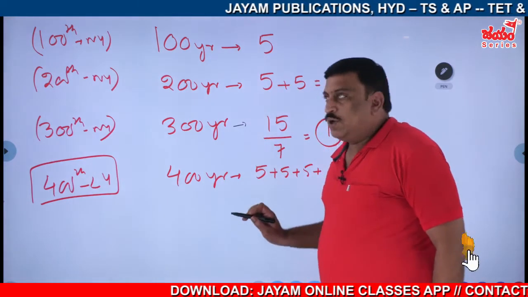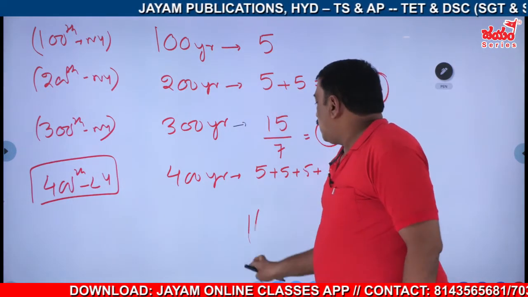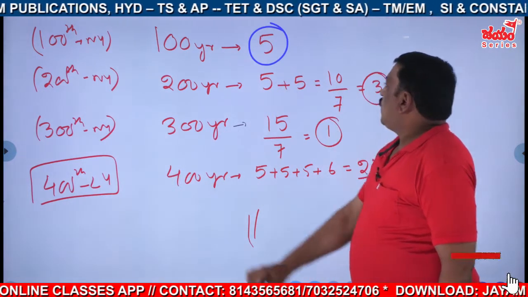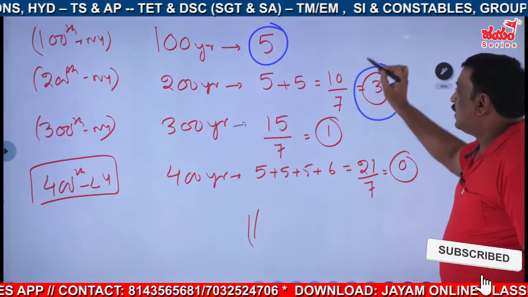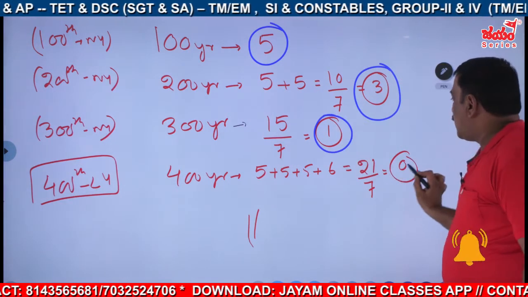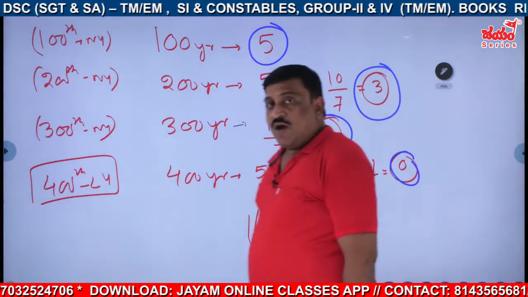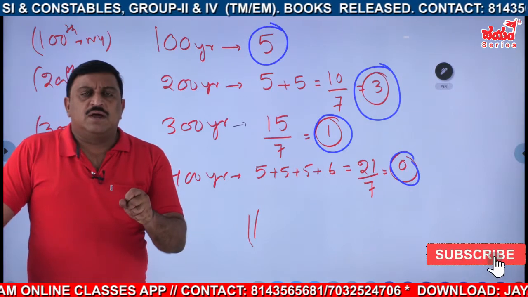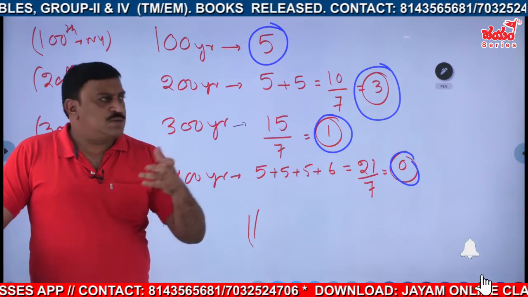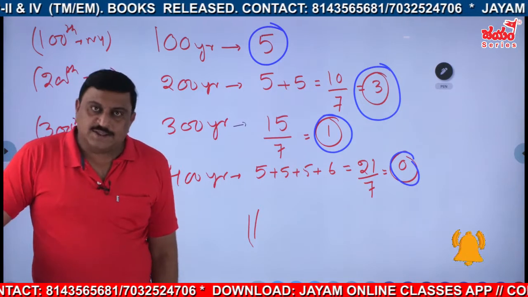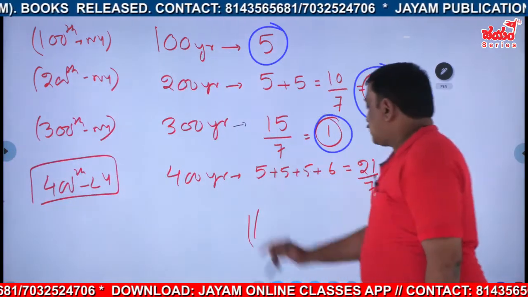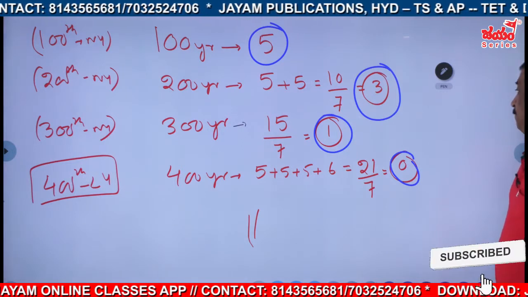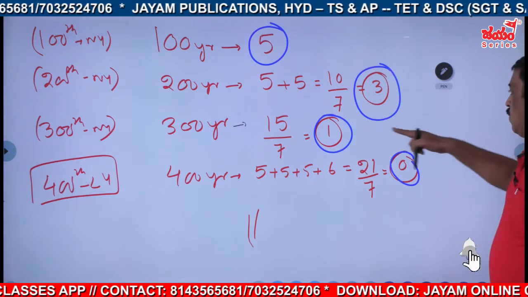So now, for 100 years, how many odd days? It is 5 odd days. For 200 years, 3 odd days. 300 years, 1 odd day. And 400 years, 0 odd days. Once you learn this, there are 2 to 3 varieties of questions that come based on this. How? Let us see now. So I am making this 5, 3, 1, 0.